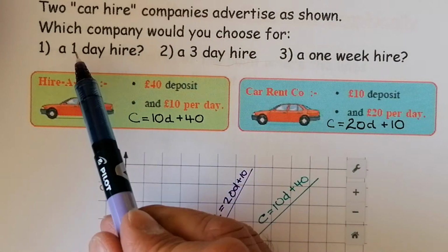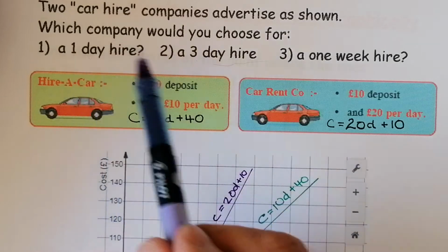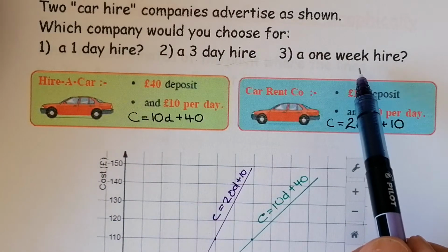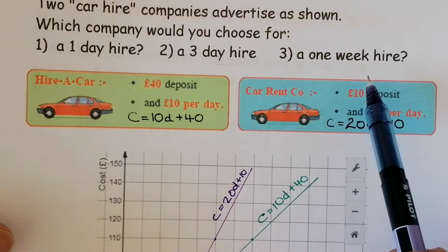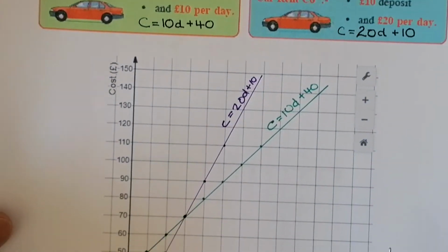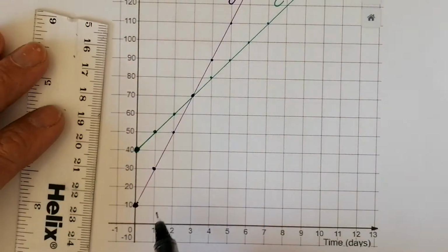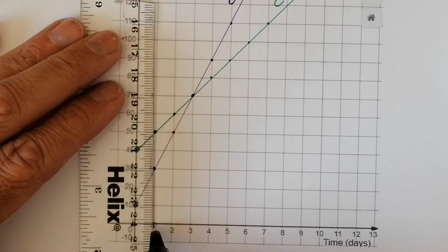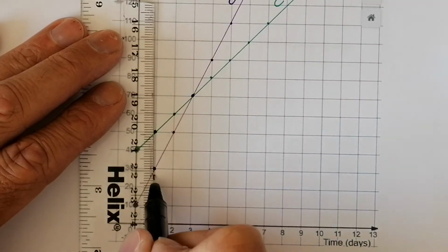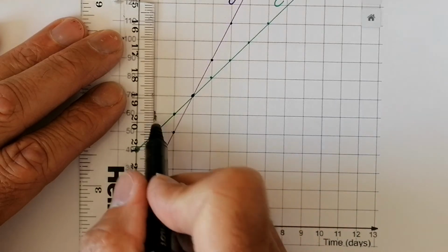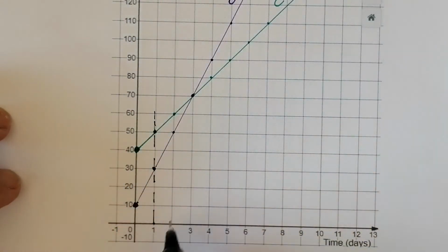So first thing we're trying to work out is a 1 day hire. We'll then go into 3 days, and then we'll go into 1 week hire, and we'll see which one's best here, okay? So two different companies. So if I just look up from 1 day, so this is a 1 day hire here. So if I think about coming up on this line here, I can see that I'm going to be hitting each of these lines at a different place.